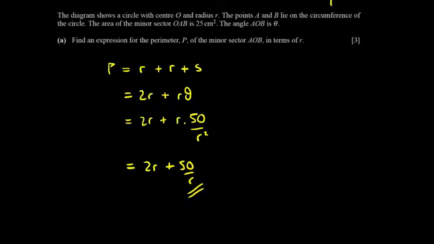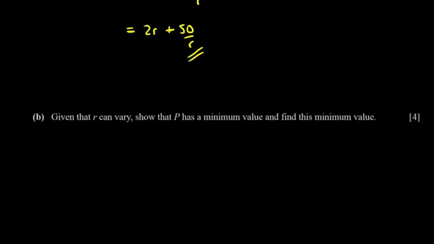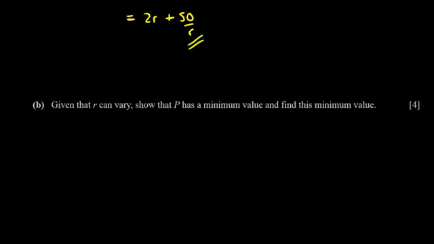Okay? All right then. Well, next part, given that r can vary, we want to show that p has a minimum value. So how do we find a minimum value? Well, what we're really doing is finding a stationary point. And so we're going to write our first statement. A stationary point is when the derivative, dp dr, is equal to 0. So we've got to differentiate our expression.